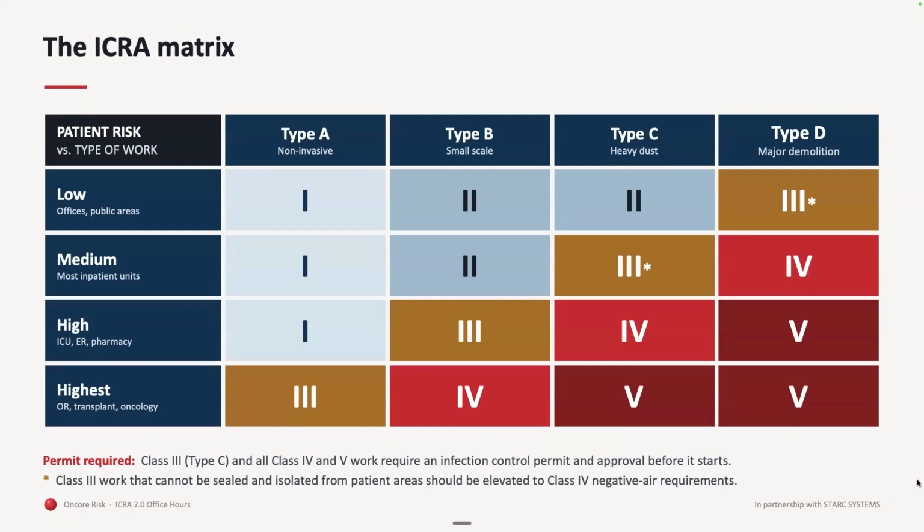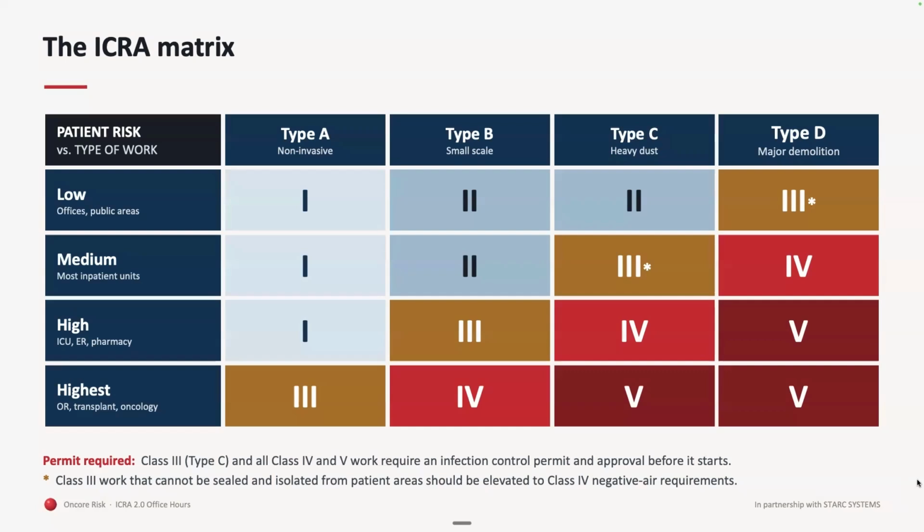A is nothing, non-invasive. There's really not a lot of hazard. When you get to B, we don't allow anything in the highest risk areas other than a class 4 precautions. But in the high risk areas, because B is short term, short scale, we will allow 3 with some type of containment methodologies, which we list in the guideline.